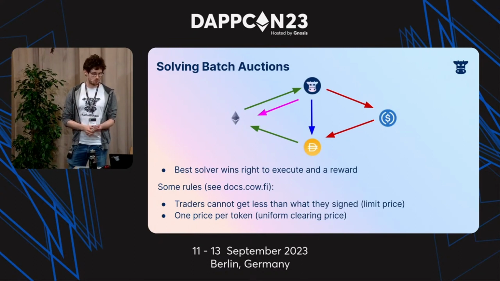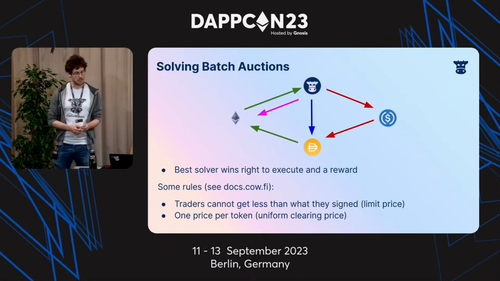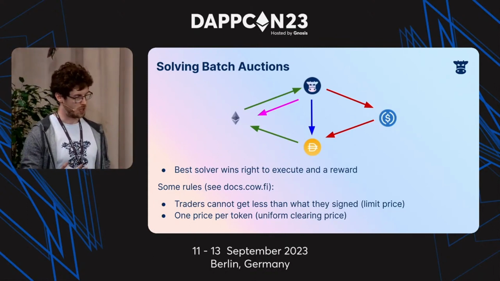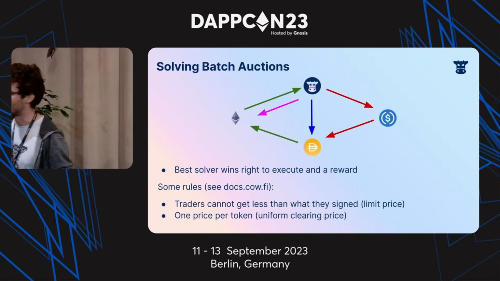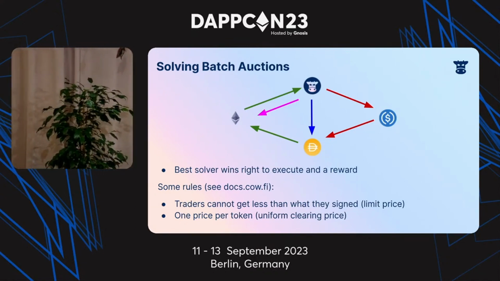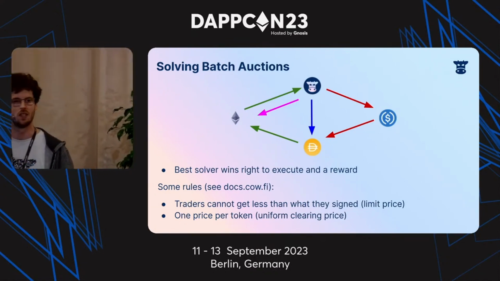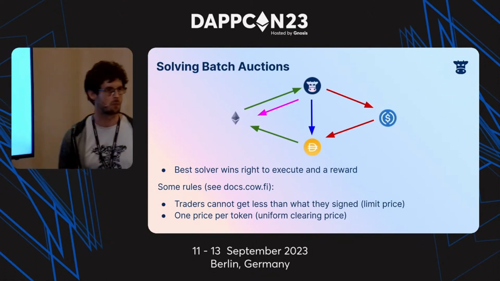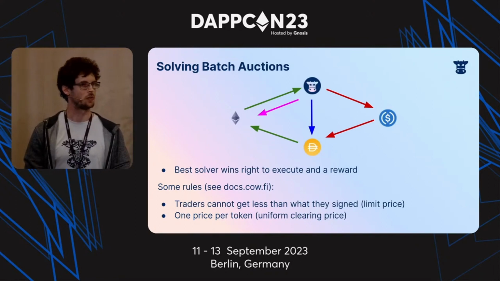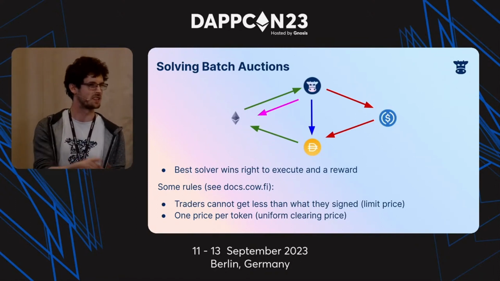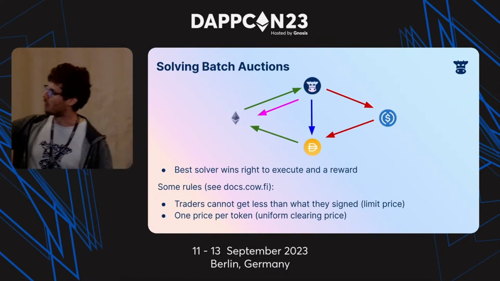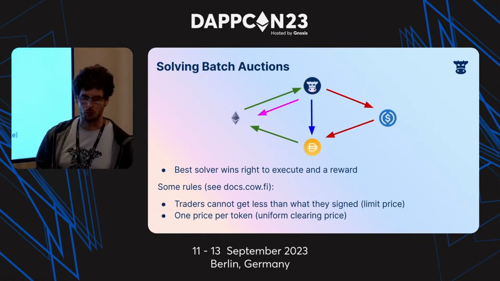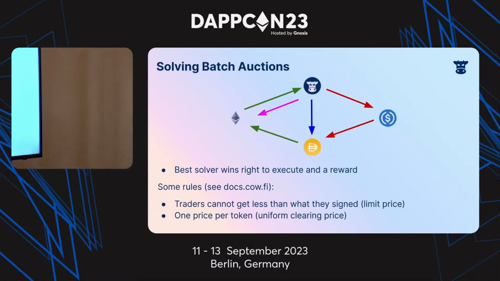There are some rules around what is actually allowed as a solution. The most obvious would be, users sign an intent to trade, where they essentially say, I want to swap DAI for a WETH, but the exchange rate has to be at least as good as this. So the execution proposed by solvers has to satisfy that, for example.